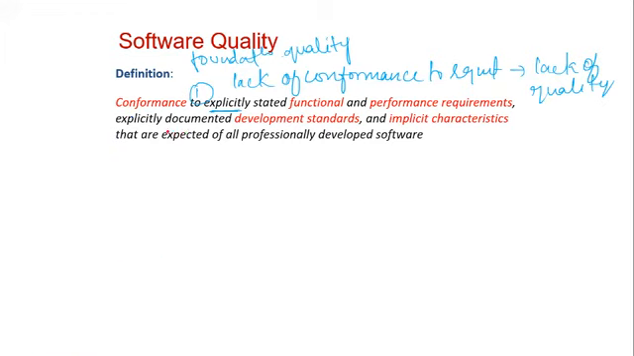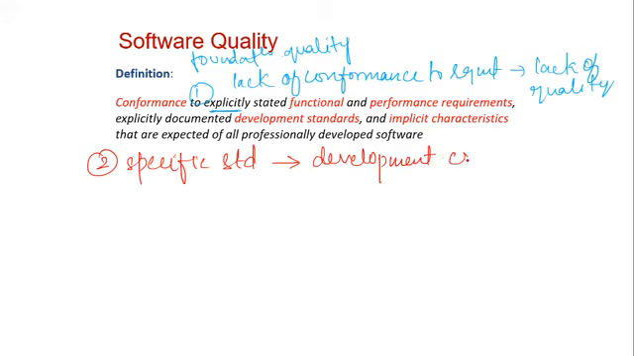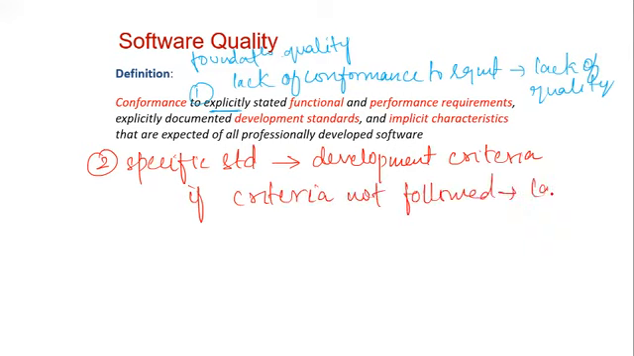Then coming on to the second important part, that is your explicitly stated development standards. Some specific standards are there that are going to define how you're going to develop a particular software, in what manner. So there are some development criteria that are going to guide you on how a software product is engineered. Now, if these criteria are not followed, then again there is a lack of quality.